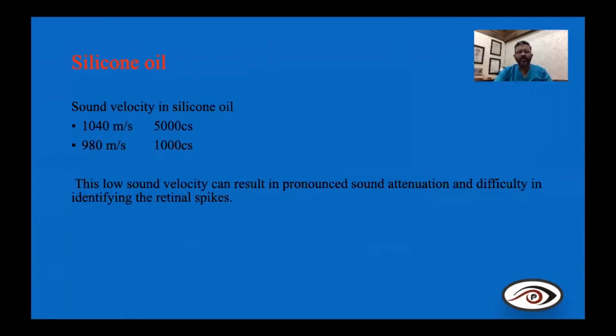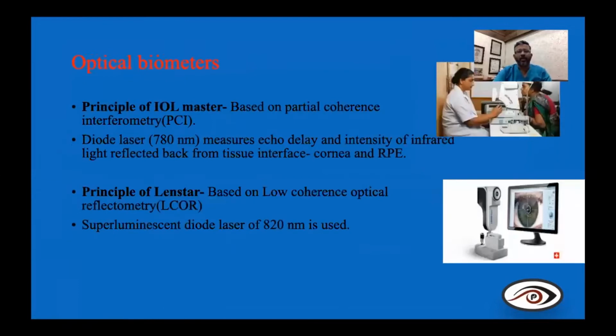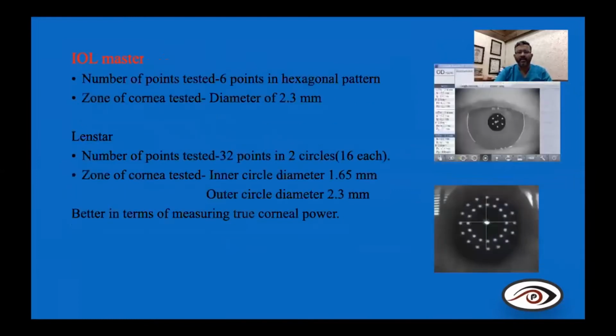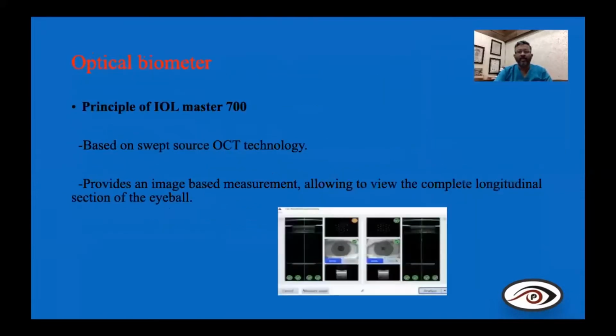Whenever there's a patient with silicone oil, as I already mentioned, use the silicone oil mode. Optical biometers use light, and the echo delay of reflected light from a diode laser is used in both the Dial Master and the Lens Star. They also have the keratometry built in, so you don't need a separate machine for keratometry. The formulas are built in, and you directly get the readings for whichever IOL you want.